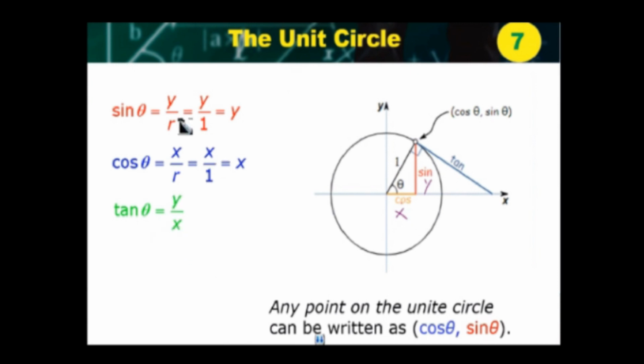Very important. So I would definitely want you to copy this down somewhere. So this is your x and this is your y, and tangent of theta, obviously, of that angle is the y over the x. Okay.